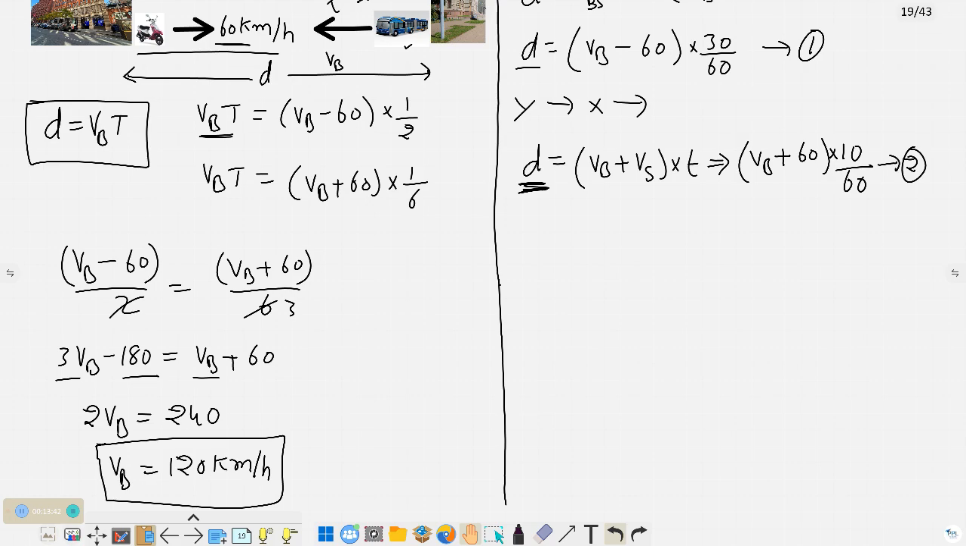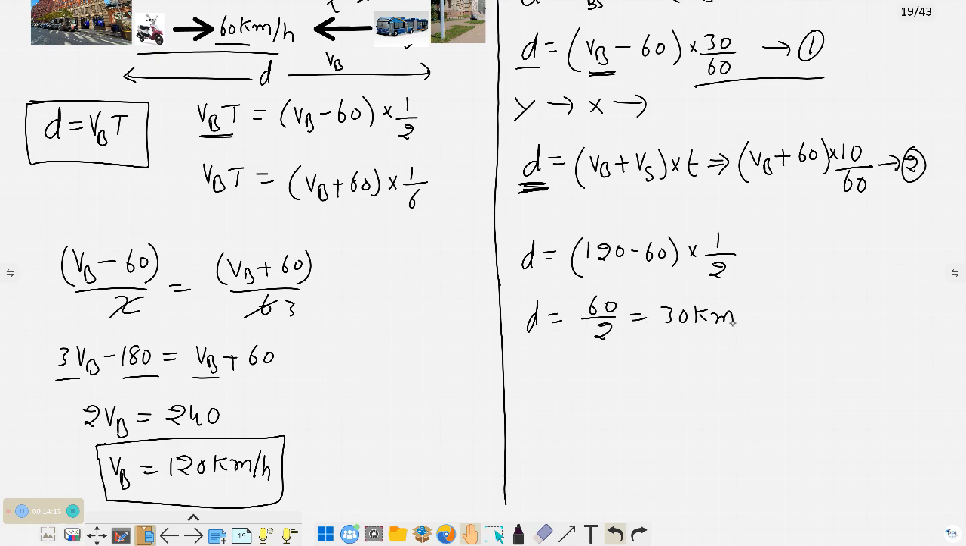Now that we have the speed of the bus, to find the time, first substitute the VB value to find the distance between the two cities. What is the distance? D is equal to (120 minus 60) into 1 by 2, substituting in equation number 1. That is 60 by 2, which is 30 kilometers. So the distance between the two cities is 30 kilometers.